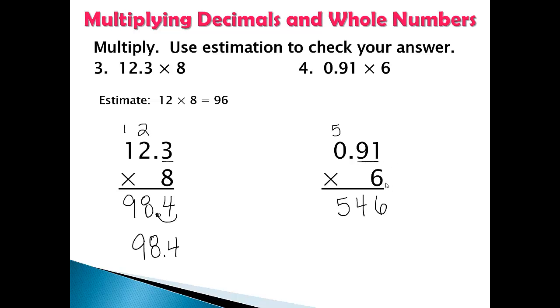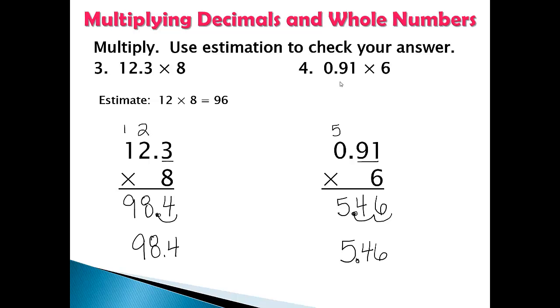For 6, our decimal would be at the end because it's a whole number, and we do not have any digits after the decimal since it's a whole number. So we said here that we had 2 digits after the decimal. So if we start at the end, we will move our decimal up 2 places. 1, 2. So our answer would be 5 and 46 hundredths.